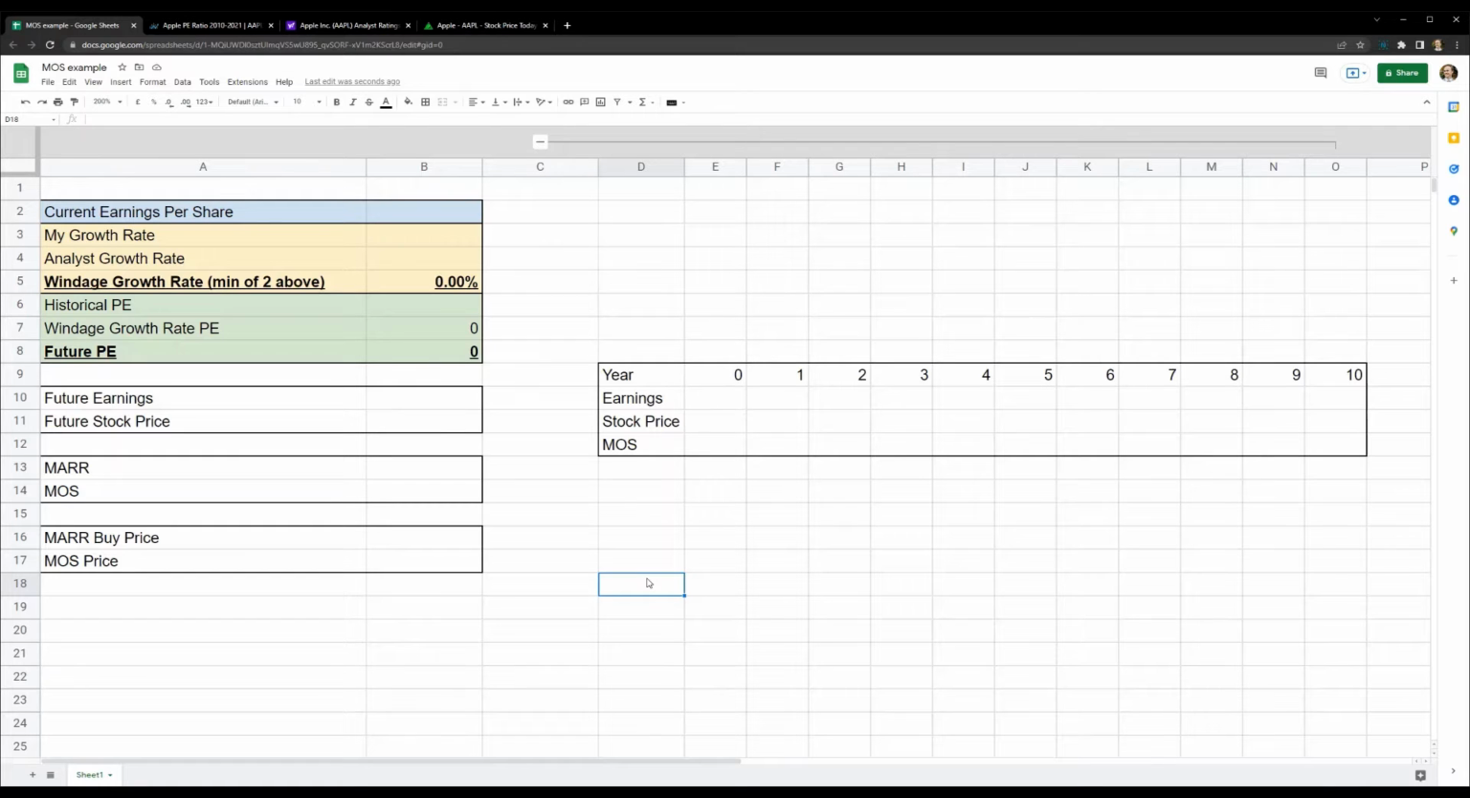And we're just going to be using Apple for today. Everyone knows who Apple is, and they've got relatively stable financials. So they should work okay for what we want to use this for today. Right, so let's get stuck in.